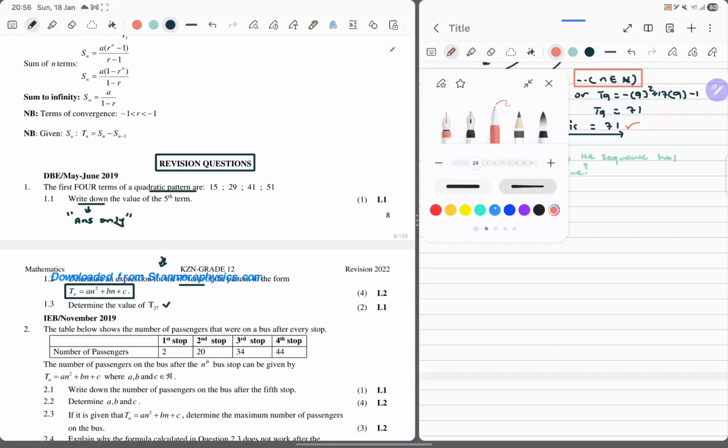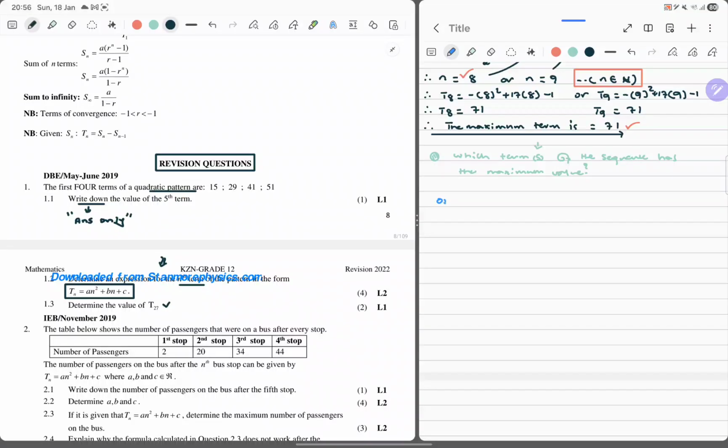Remember, guys, this is learning in progress. So how about we choose to complete the square? So we know that t sub n was minus n squared plus 17n minus 1. So this also implies that t sub n equals, we factor out the negative, so we get n squared minus 17n plus 1, right? So this implies t sub n is minus into.